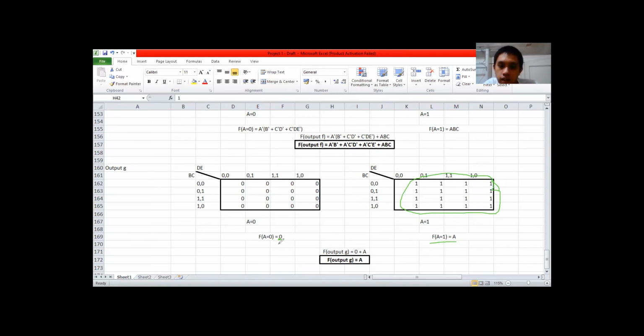Therefore, combining these two logic functions, 0 and A, the output will be the sum. Applying the identity rule, the function for output G will simply be A. So that's all regarding the K-map as well as the analysis for the truth table.